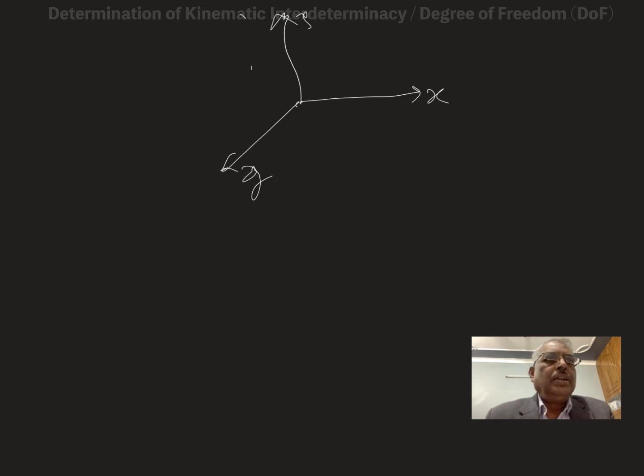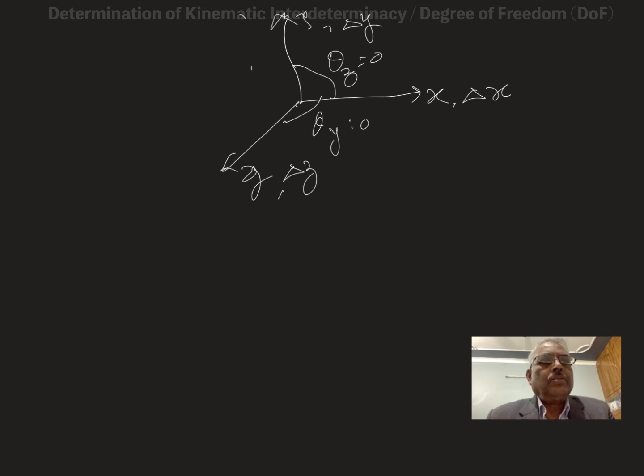So this is a pin jointed space frame, with X, Y and Z directions. So displacement in X direction, displacement in Y direction, and displacement in Z direction. And there will be no rotations in this direction. Here is also 0, and here is also 0. So degree of freedom in this case will be 3.